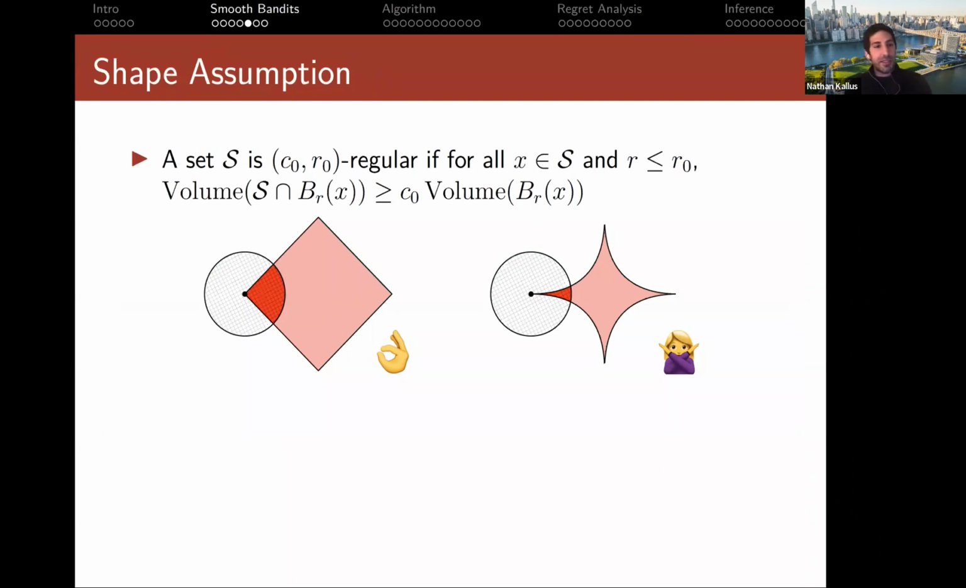I'm going to say that a set is a regular set if when I take any point in the set and make a ball around this point, then the intersection of the ball with the set is always going to be at least a constant fraction of the ball. So here on the left, the set is regular because the intersection is always a quarter, no matter where I put the point and how small I make the ball. Over here, the set is not regular. It has these isolated points where if I take balls around those points, then as I shrink the balls, I get a vanishing fraction of the volume of the ball intersecting the set.